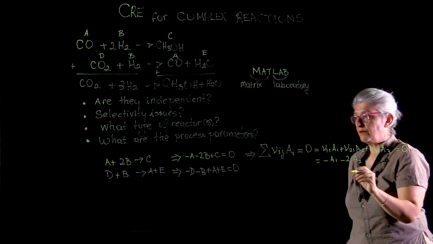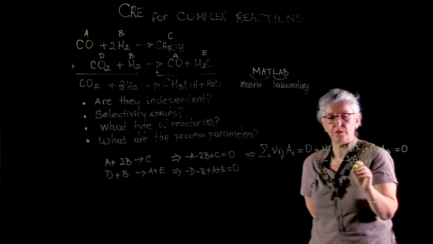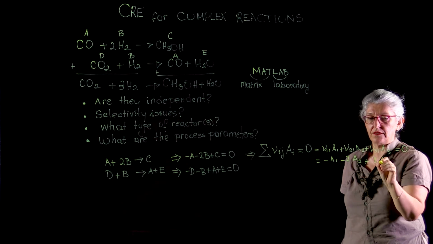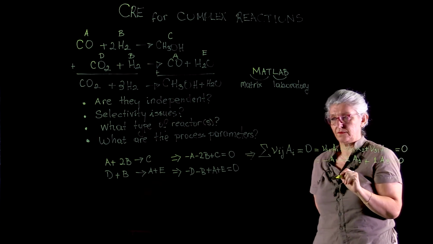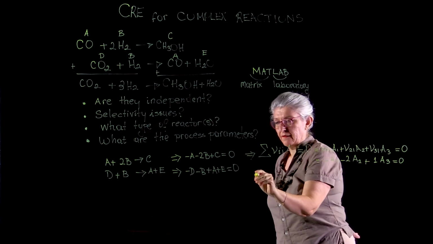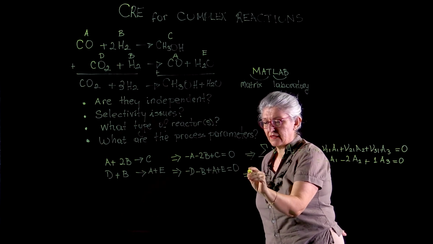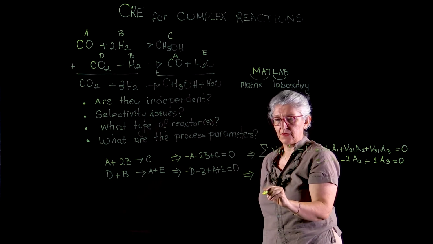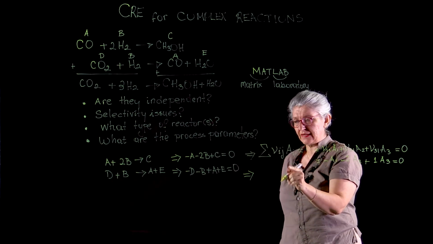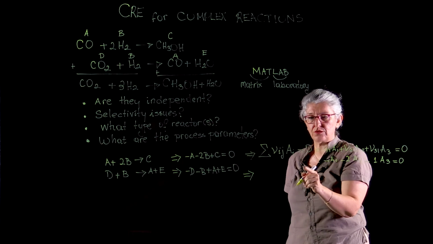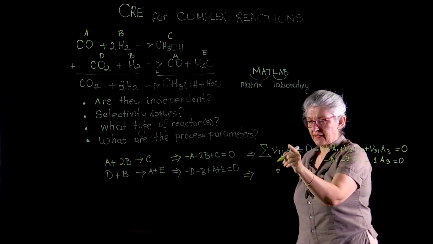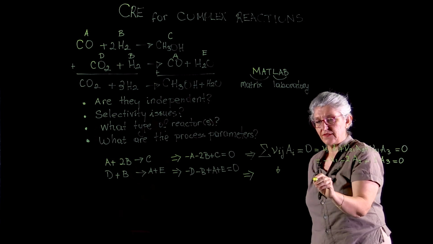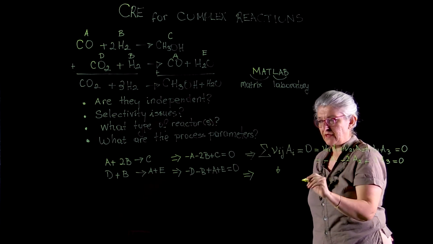Plus nu 3 1, it is C, its stoichiometric coefficient is 1, A3 equals 0. We can also write the second reaction in the same format. Now our reaction index is 2. This is reaction 2. Again, the same general definition is valid. We are going to use different indices.